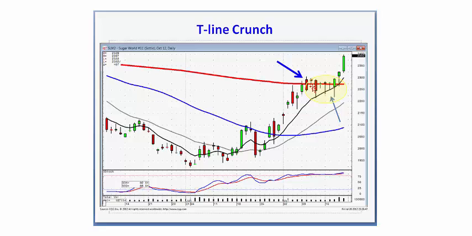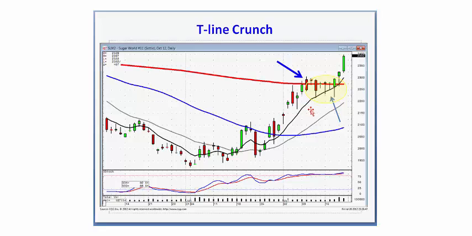This is where we take profits. But notice what it didn't do. They couldn't close back below the T-line. This is what we call the T-line crunch, where they couldn't close it below the T-line, and the T-line kept crunching right up into the 200-day moving average and taking it through. So if I was out in here someplace, I was back in here someplace.